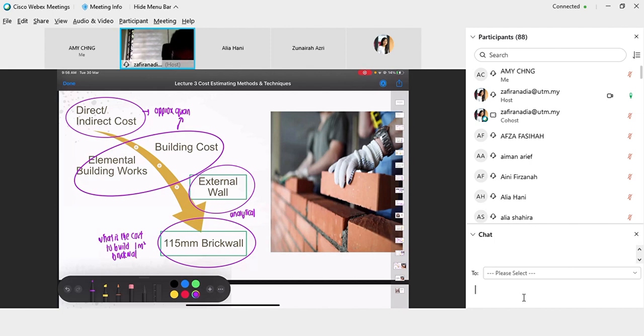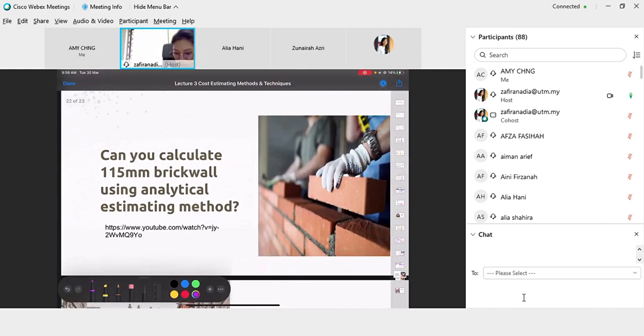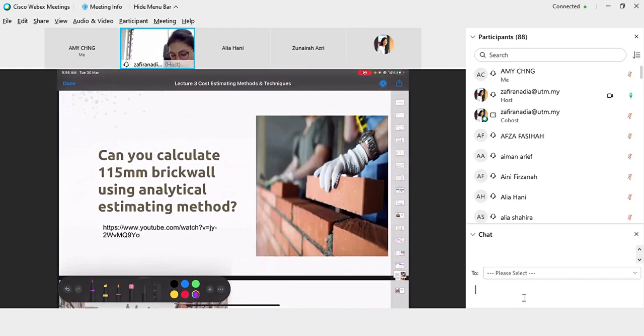External brick wall tadi. Okay, external brick wall. Okay. So, satu lagi cara, kalau nanti you baru masuk kerja, you kan macam tak berapa sure ataupun tak berapa faham method macam mana nak buat benda tu.